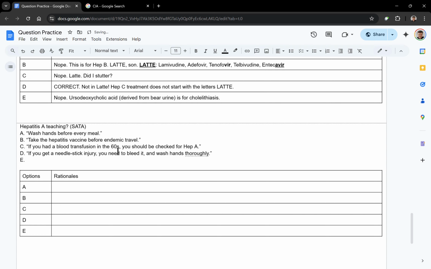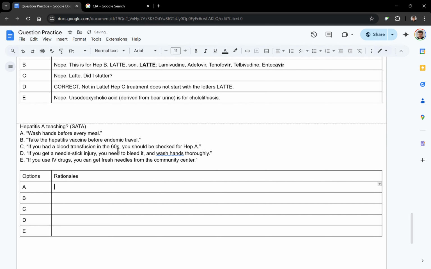And then what's E? Don't do IV drug use. Well, if you're going to do IV drug use, do it sterilely. Don't eat raw shellfish. You can get fresh needles from the community center.